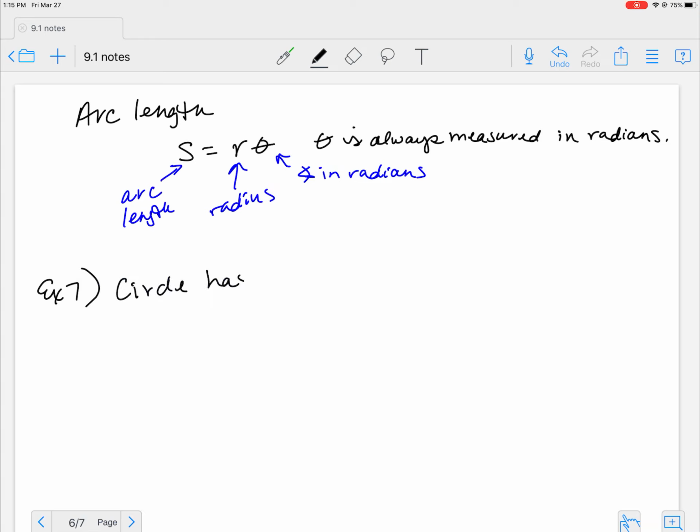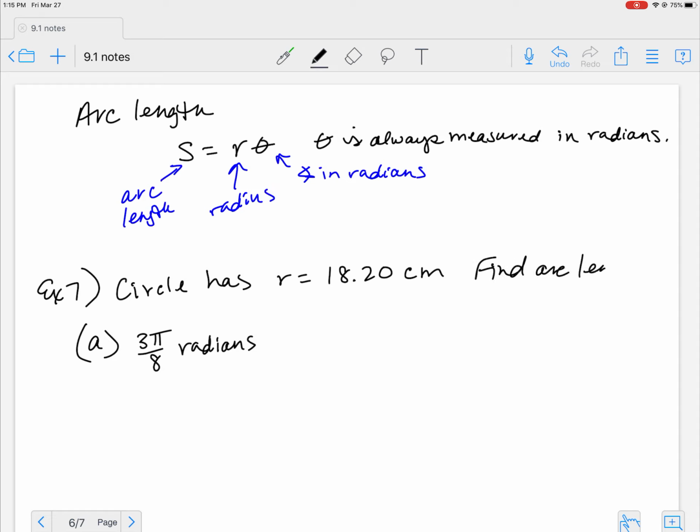The first problem that we have is example 7. We are told that a circle has a radius of 18.20 centimeters. We want to find the arc length of this angle. The first one I have as 3 pi over 8 radians. Well, that is super sweet. I just want to find arc length, so find that arc length.